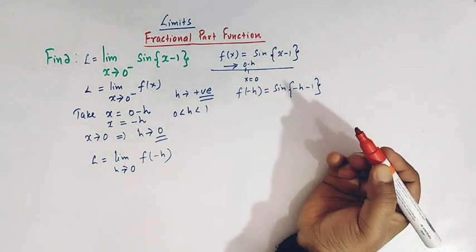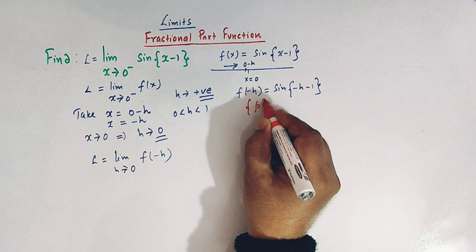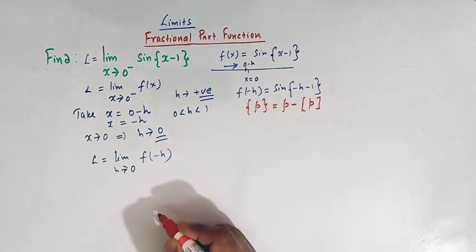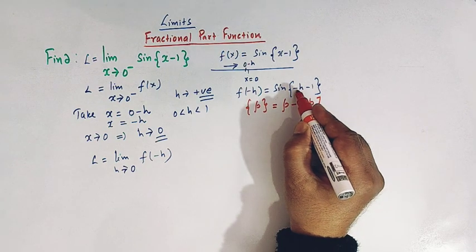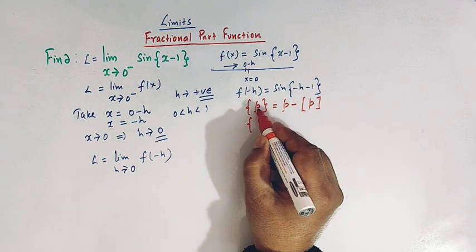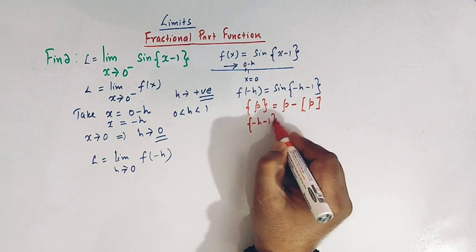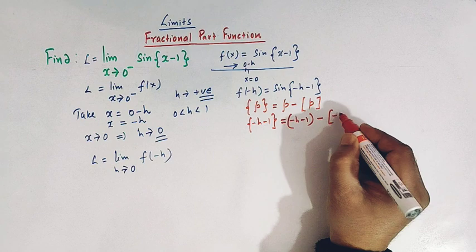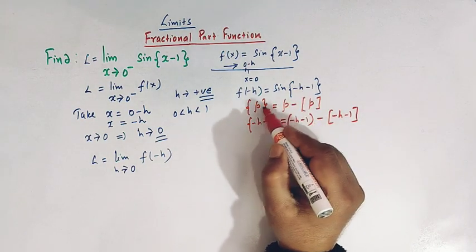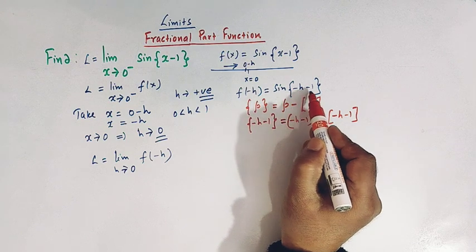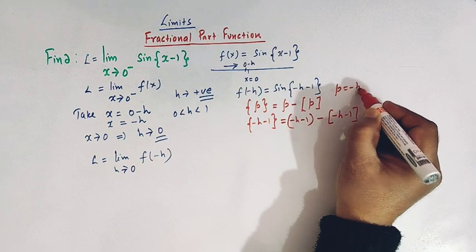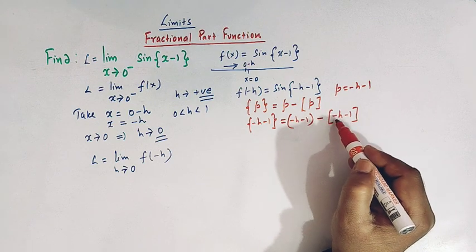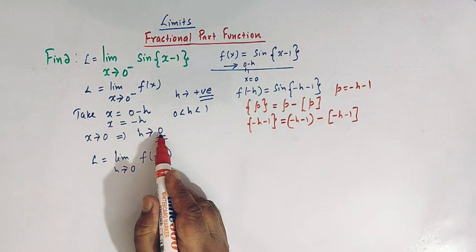So now let us quickly see the definition of fractional part of, say, p, right? So the fractional part of p is defined as p minus the greatest integer of p, right? So here we have p is equal to minus h minus 1, right? So what we will do, we'll write here minus h minus 1, and here we have minus h minus 1, and here we have greatest integer of minus h minus 1, right? So what we have done here, we have taken p is equal to minus h minus 1, right? So now we can find out the value of this expression, that is greatest integer of minus h minus 1, right? When h tends to 0, right?